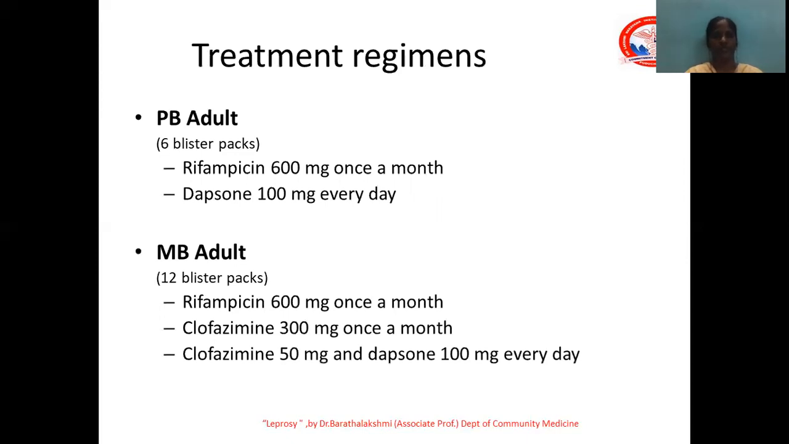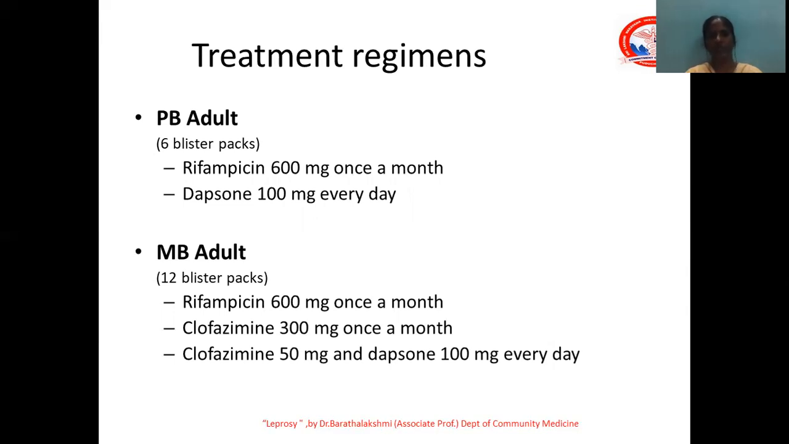So the treatment regimen goes like this. Once the diagnosis is made and classification is made, whether they belong to paucibacillary or multibacillary, treatment is very simple. We are going to give 6 months treatment for paucibacillary and 12 months treatment for multibacillary. One blister pack is like a contraceptive pill pack, which has complete pills for the whole month, 28 days. Like that, 6 blister packs for 6 months will be given to the patient.